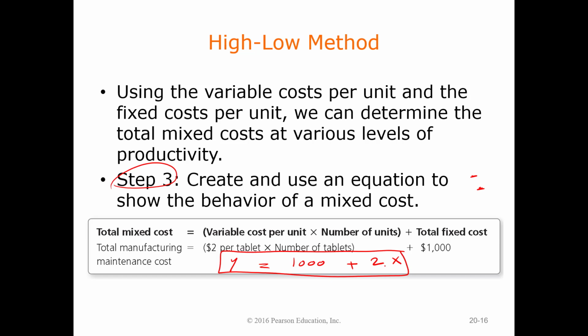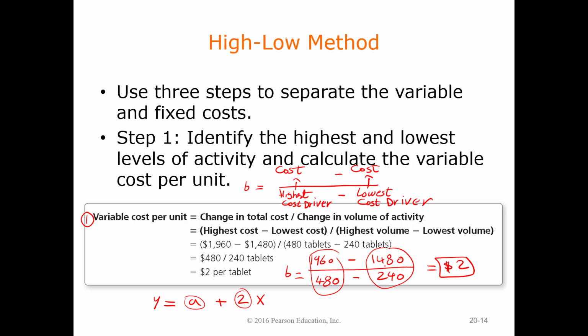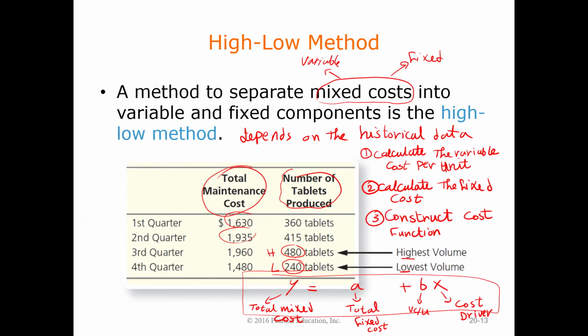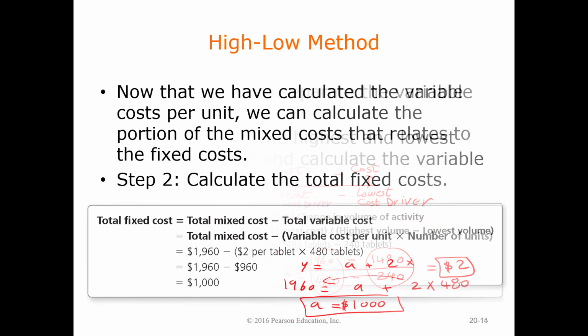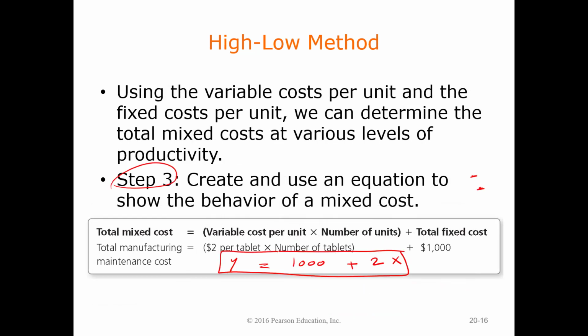If I ask you now, what if we are going to produce 500 tablets? Did we have this level of activity here before? No, the maximum was 480. And now I would like to estimate what the cost will be if I produce 500 tablets. So the cost will be 1,000 plus 2 multiplied by the 500 units, or cost drivers, that I would like to estimate the cost for. So it will be 2,000.